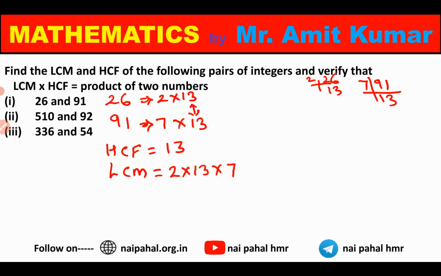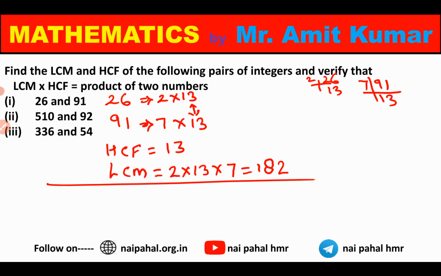7 to the 14. 14 into 13 is equal to 182. Now what do we have to do? We have to find out the next thing. By this property, LCM multiplied by HCF is equal to product of two numbers, we have to verify that.